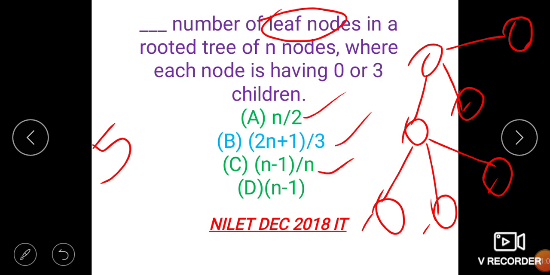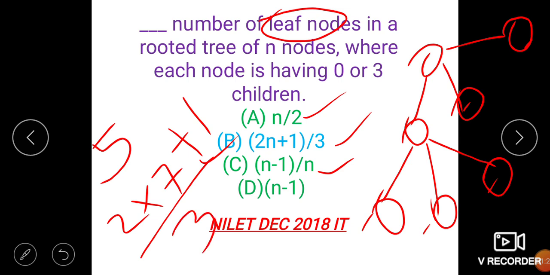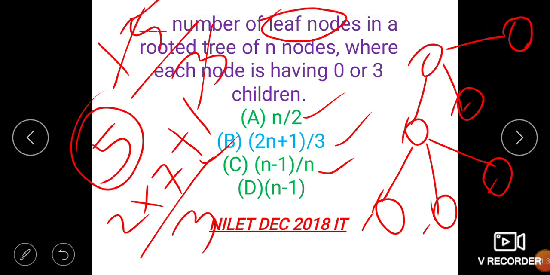Check all the options. Here n is the total number of nodes. In this example the total number of nodes is 1 2 3 4 5 6 7, a total of 7 nodes. So put 7 into the formula: (2 times 7 plus 1) divided by 3. Now we get 2 times 7 is 14, plus 1 is 15, divided by 3 is 5. So we get the answer 5. In this way you can solve this type of question with the help of a diagram.